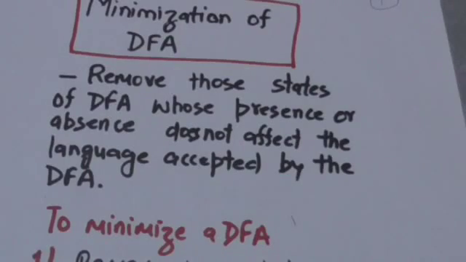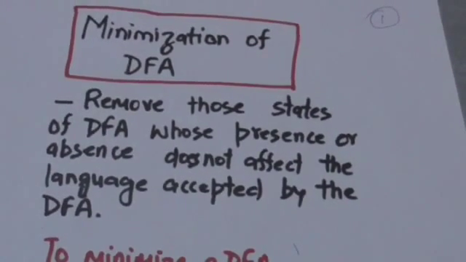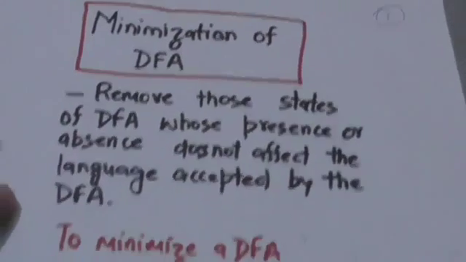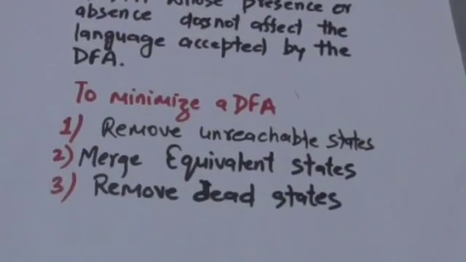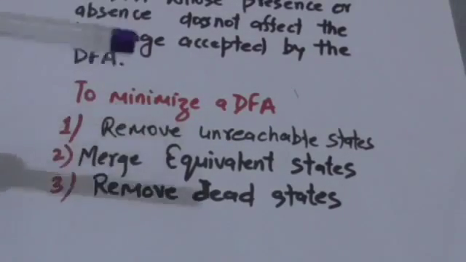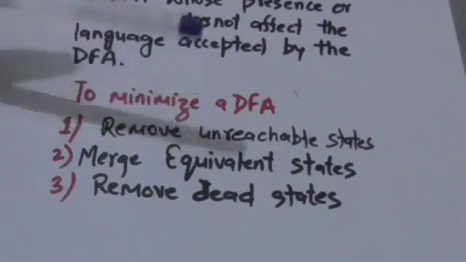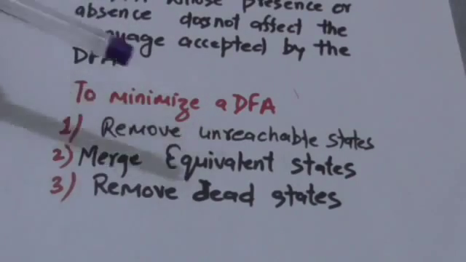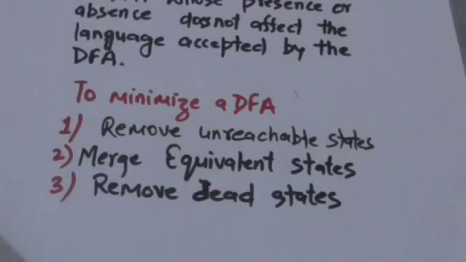Friends, welcome back. In this tutorial, we will study minimization of DFA. Minimization of DFA means removing those states of DFA whose presence or absence does not affect the language accepted by the DFA. To minimize DFA, first, we have to remove unreachable states. Then, we have to detect equivalent states, or we can call them non-distinguishable states, and merge them. And after this, we should remove dead states.